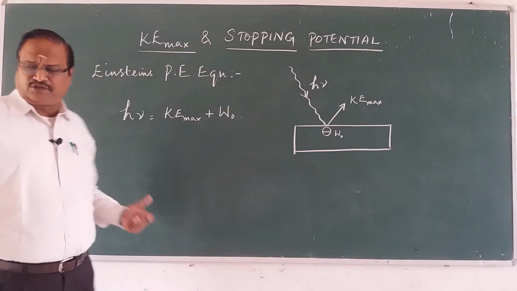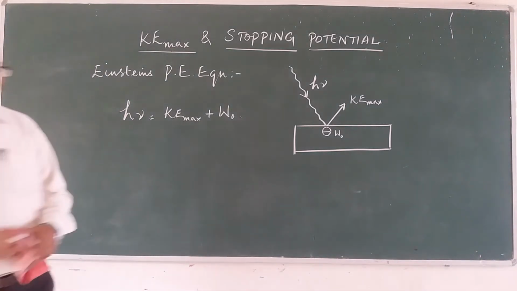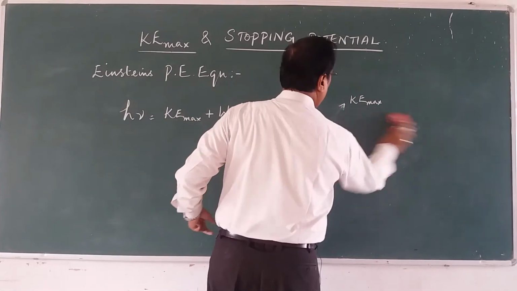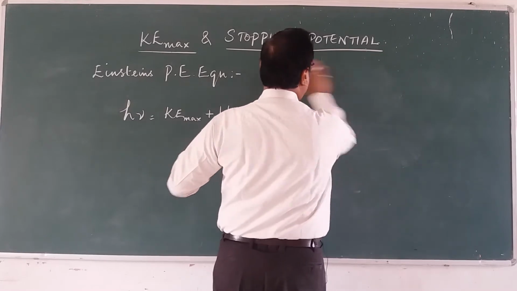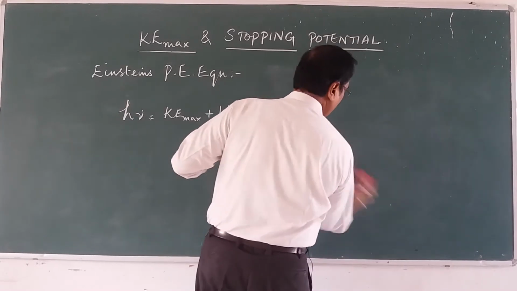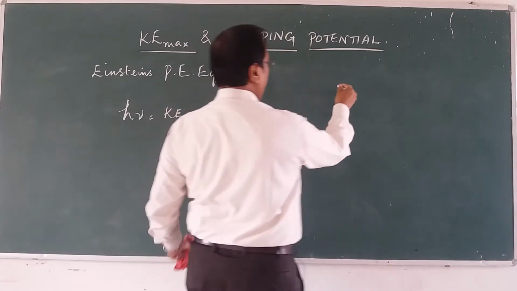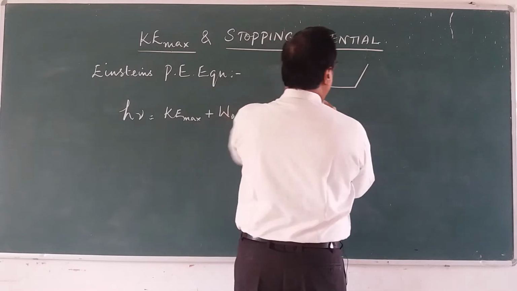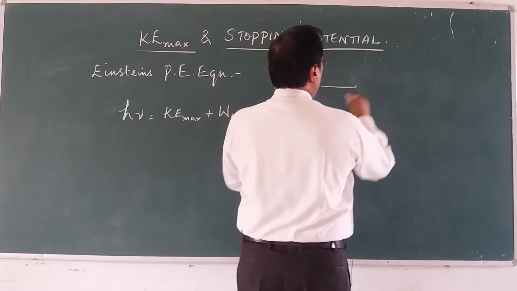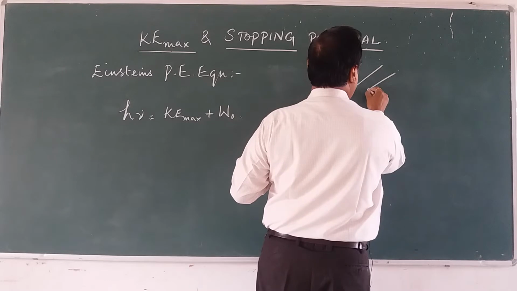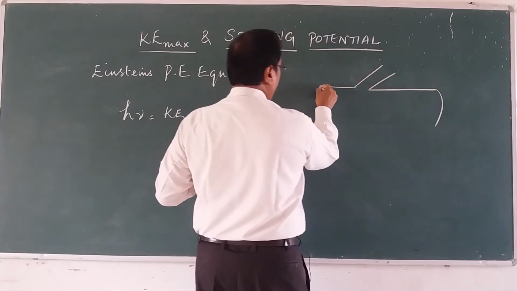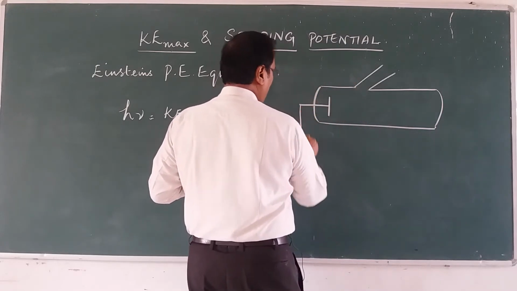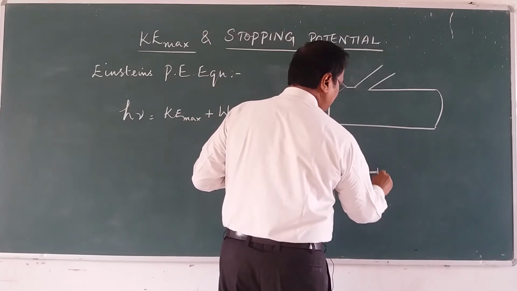We also studied using a photo tube. We have taken a photo tube and we discussed how the electrodes are there and how they are used and how they are functioning. Yes, let me draw the photo tube. Draw it a little at an angle so that the light can be incident on the electrode. This is the photo tube, and it has two electrodes and it is connected to a cell or a battery.